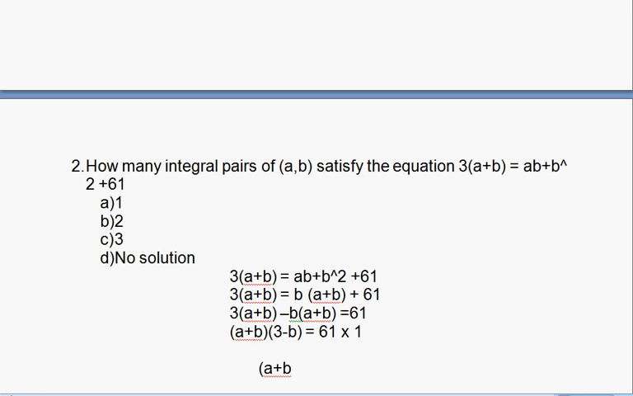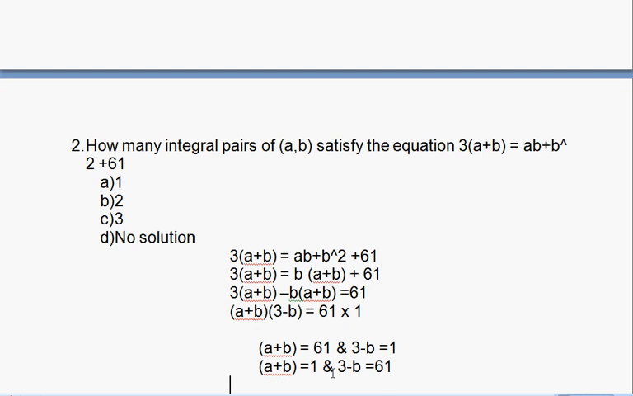So a plus b is equal to 61 and 3 minus b is equal to 1. So from here b is equal to 2 and a is equal to 59, right? So this is the solution. Or the second case can be a plus b is equal to 1 and 3 minus b is equal to 61. So from this what we would get is b is equal to minus 58, right? And a likewise would be something else.